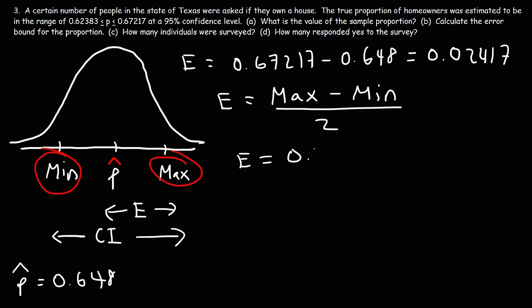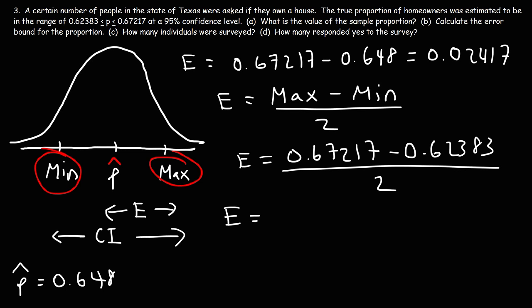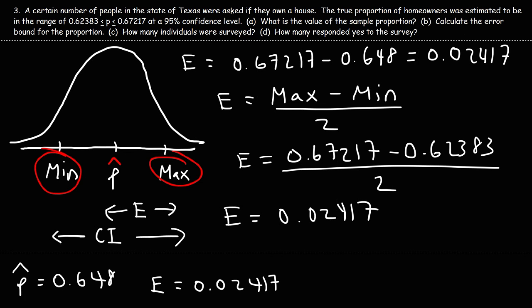So if we take 0.67217 and subtract it by 0.62383 and then divide the result by 2, that will give us the error bound. And you'll get the same answer of 0.02417. So that's it for part B. I'm just going to rewrite the value here. Now let's move on to part C.